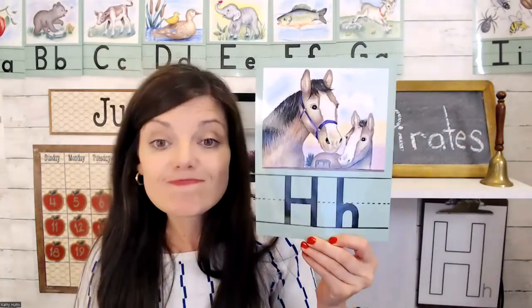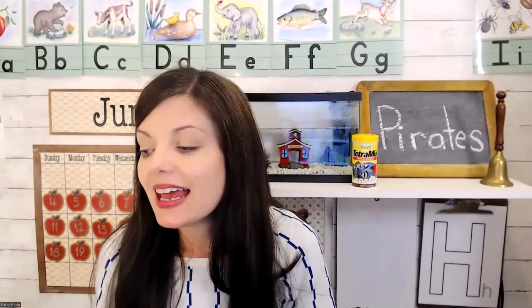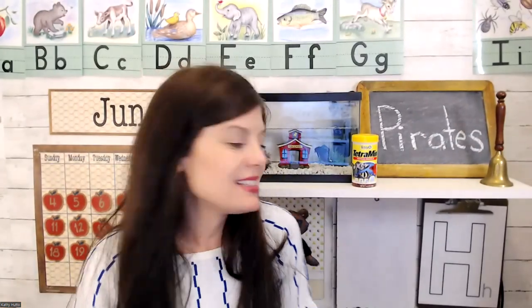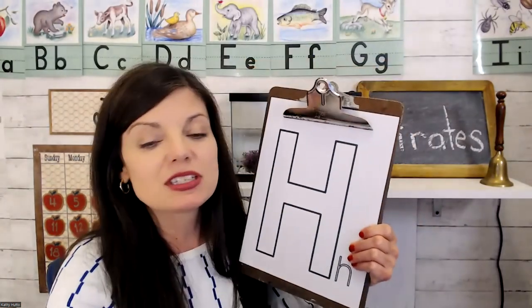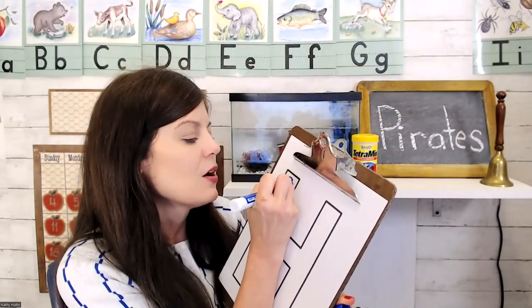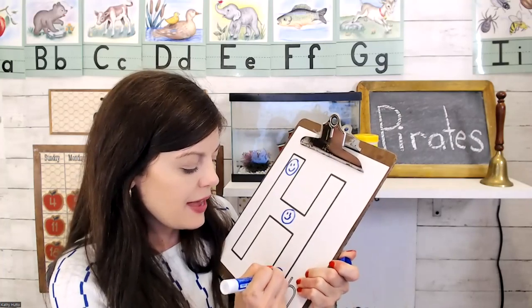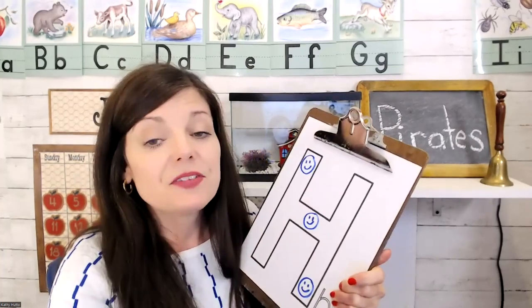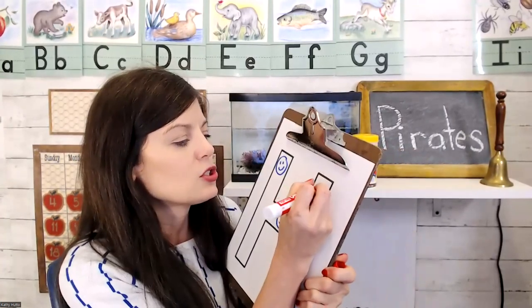And today's letter is H. Can you say H? H is for hat, pirate hats. H is also for happy faces, and that's how I'm going to decorate my letter H today. I'm just going to take some markers, and I'm just going to make some happy faces all over my H. Lots and lots of happy faces. If you have happy face stickers, you could use those. Or you could just draw some.